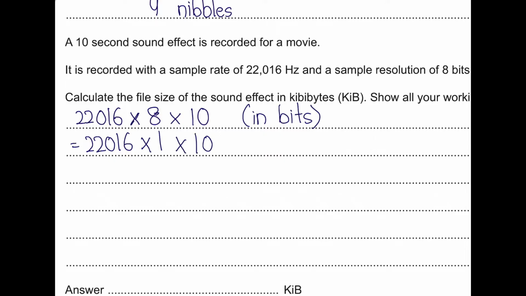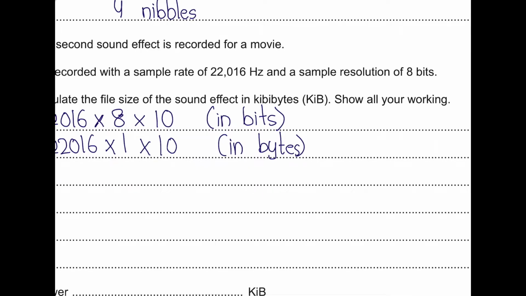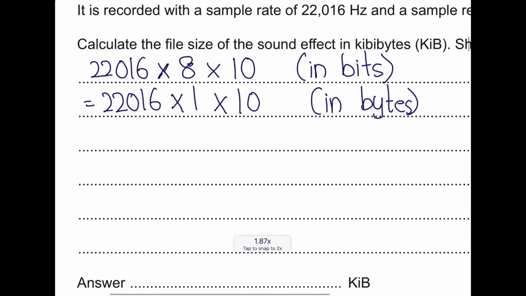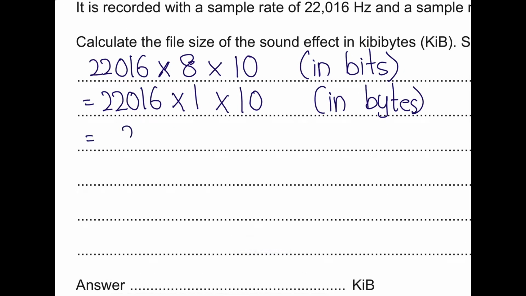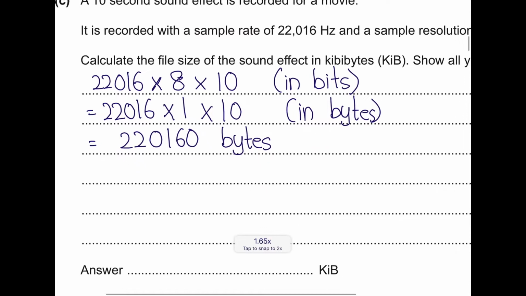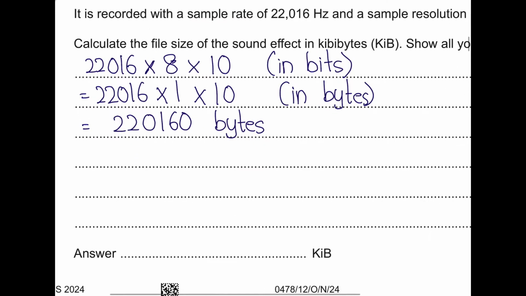So this will give my answer in bytes. Now, in order to understand the terms here, the sample rate refers to how many samples are being taken per second, and the sampling resolution refers to the number of bits used to represent each sample. So when I do the math over here, this is going to be 220,160 bytes.